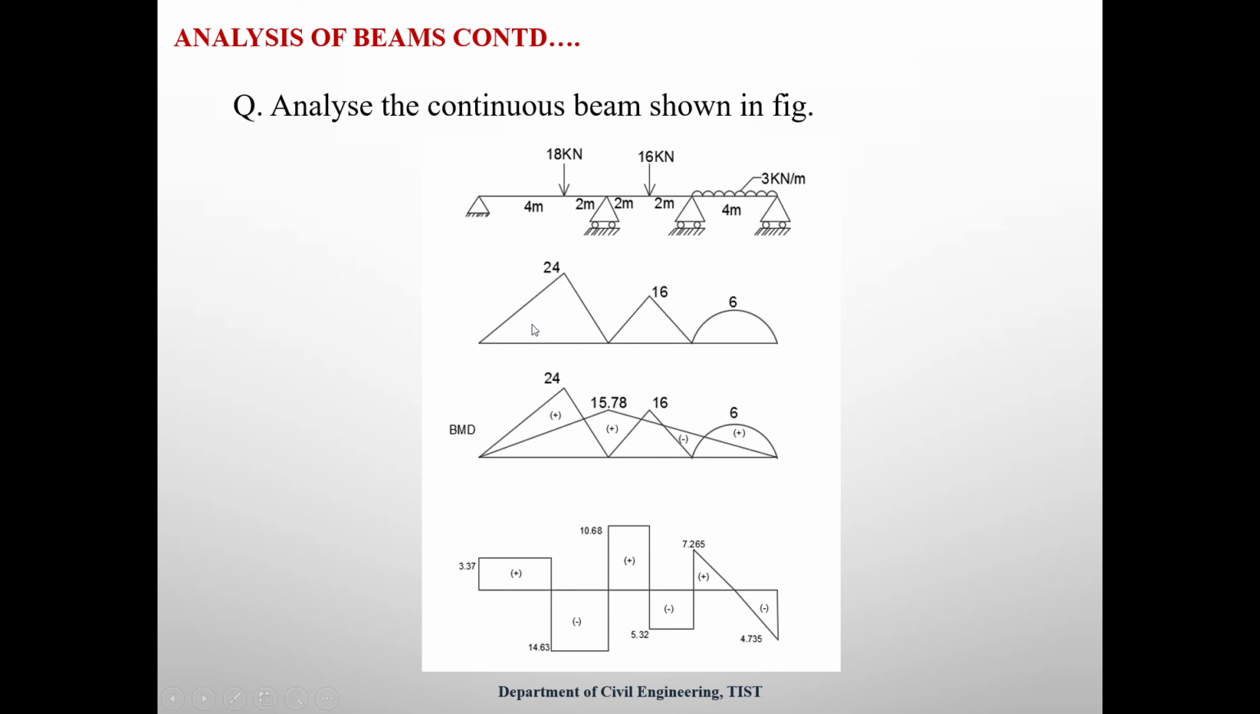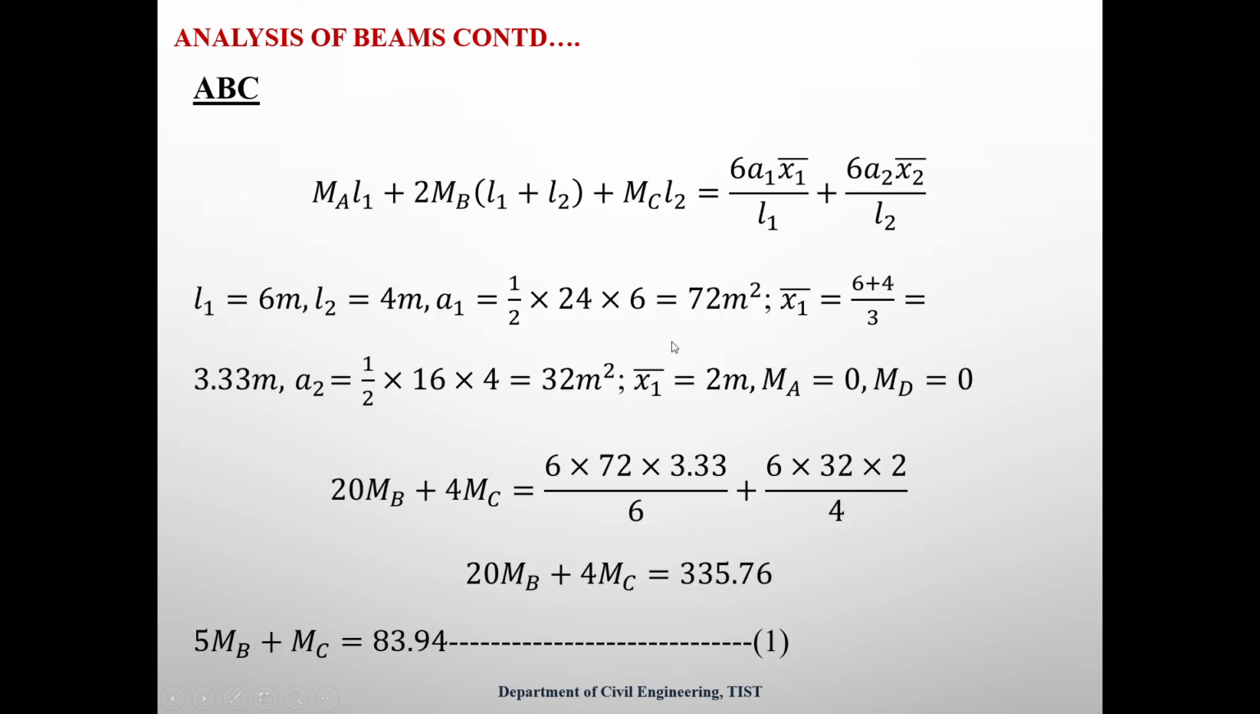The next value is x1 bar. That means the centroidal distance of the free bending moment diagram for the span AB. That means at this distance, that is L plus A by 3. Then for the second span, since it is symmetrical, the centroidal distance will be at the middle point. Therefore, A1, A2, x1 bar and x2 bar. Okay. The next step is to substitute all these values, then you will get equation number 1.